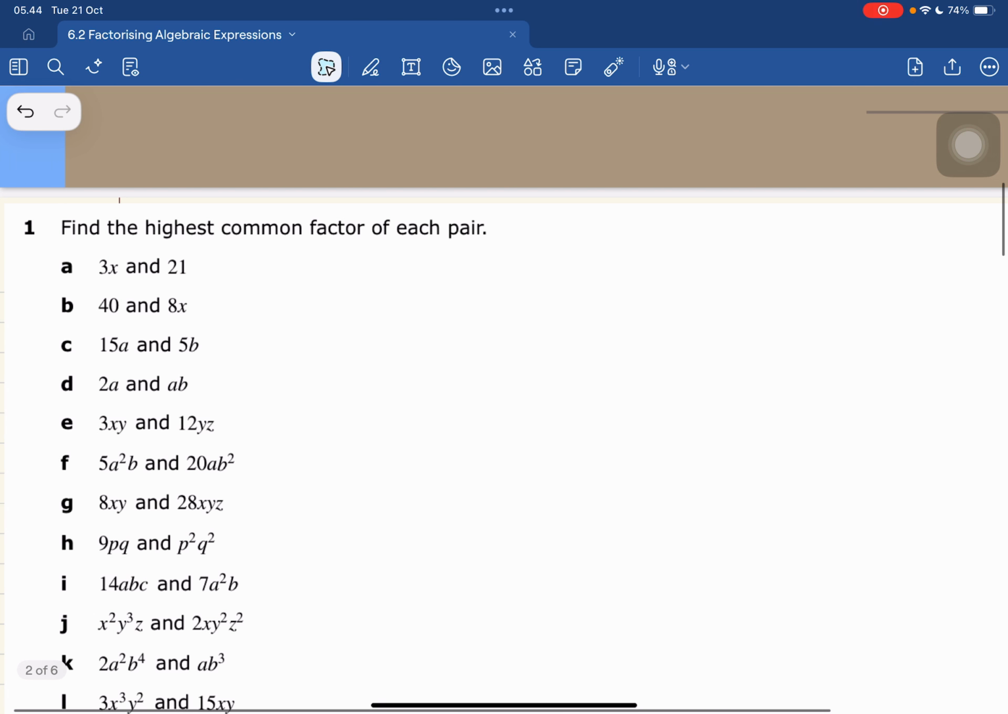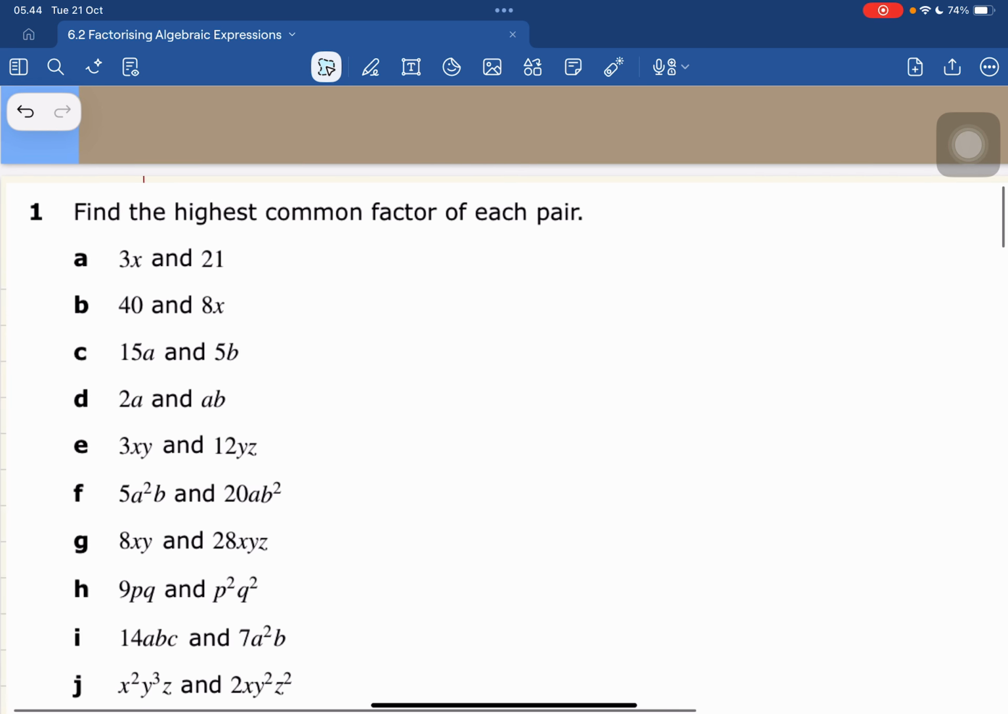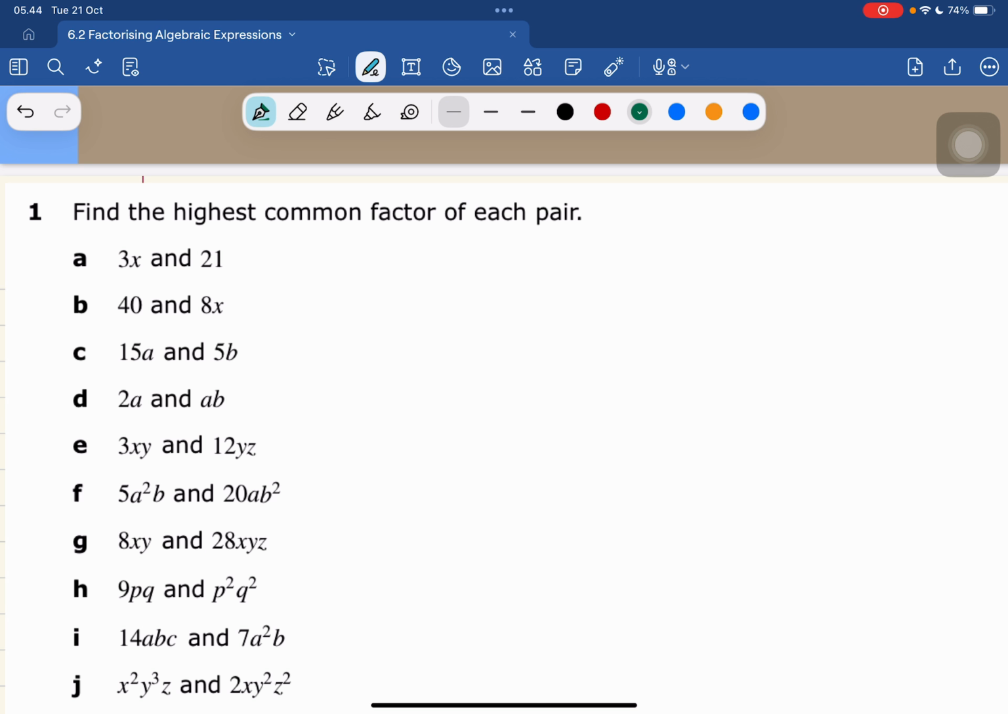Hi, in this video, I'm going to solve practice questions for factorizing algebraic expressions. So number one, find the highest common factor of each pair. First, 3x and 21. Let's start with the numbers first, 3 and 21. The highest common factor is 3. And then the letter x, okay, so this is only 3.